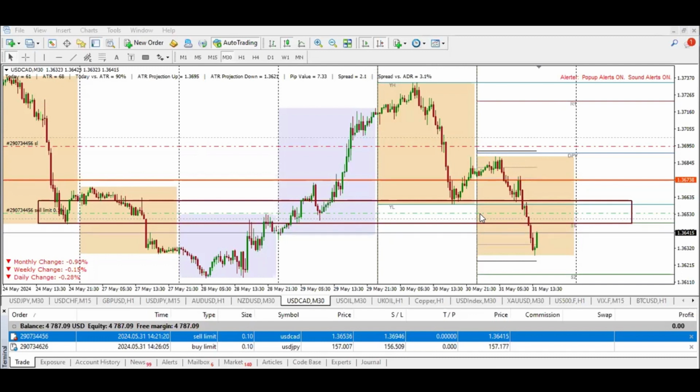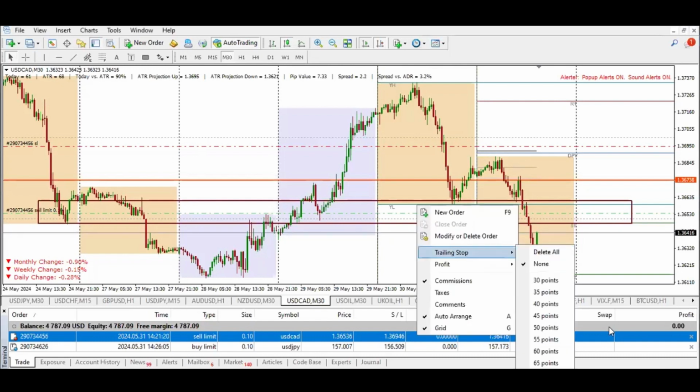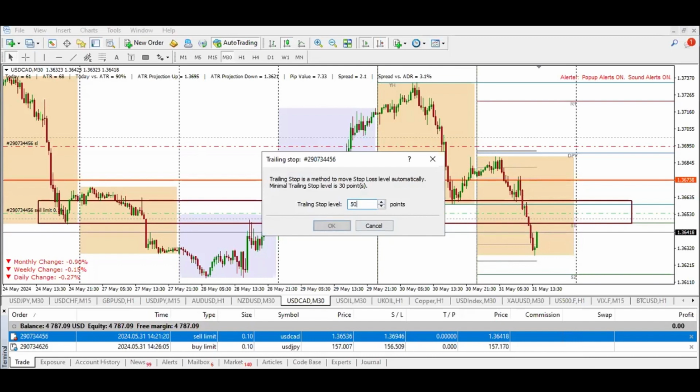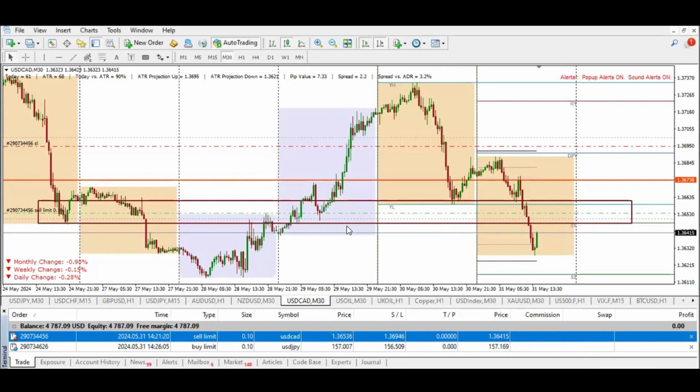So you can do that on the HFM mobile app, but on the MT4, MT5, you simply right click on the trade. You'll see trailing stop right there. Just select the number of pips you want. If what you want is not in this list, click on custom and then you type what you want, number of pips, including the pipettes, and you say okay. That will help you with the trailing stop.